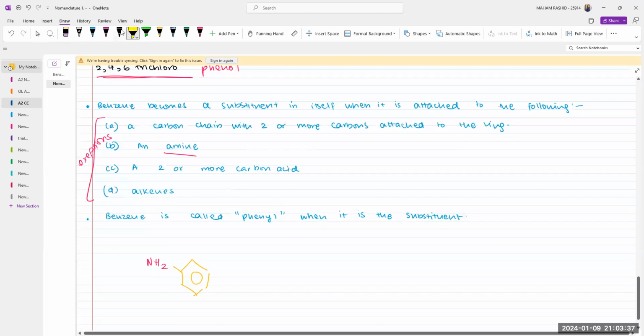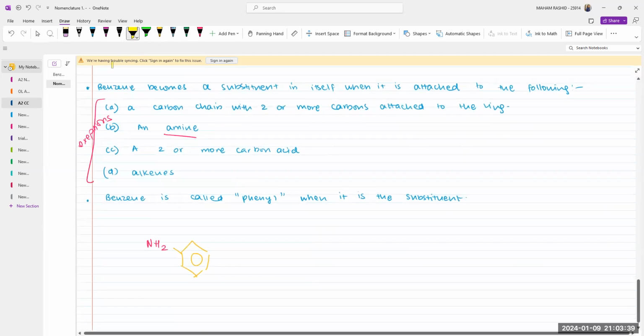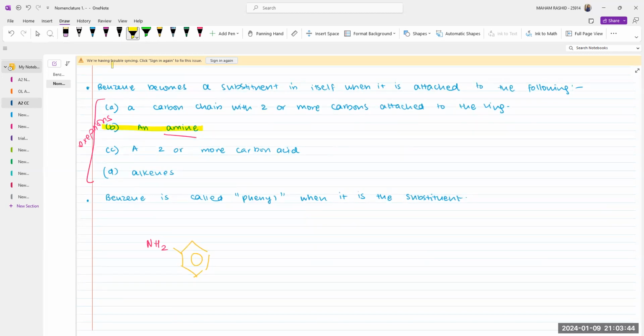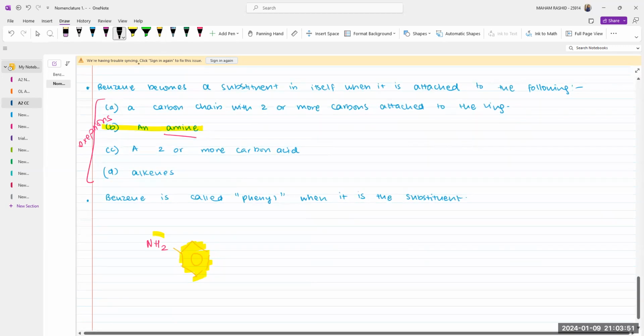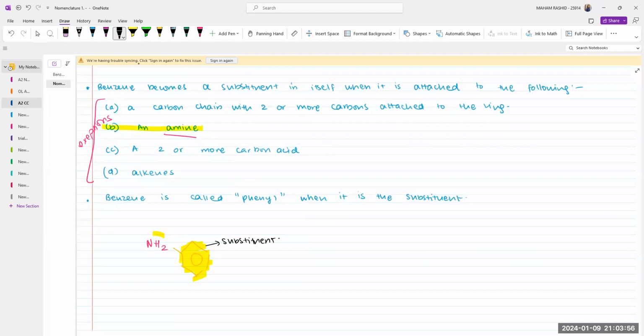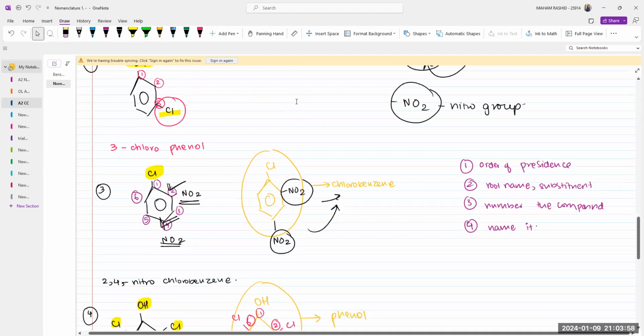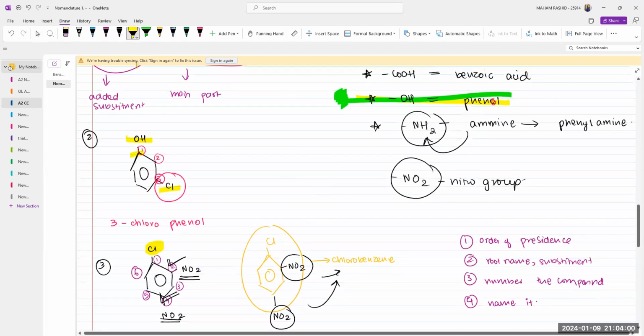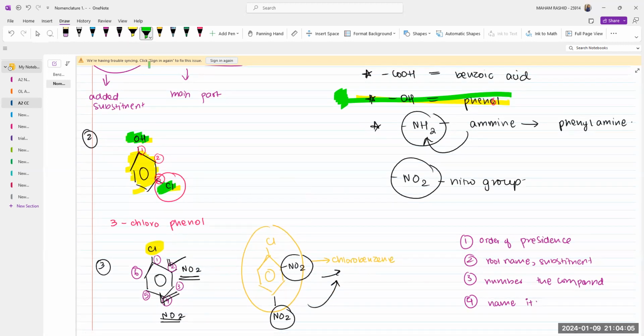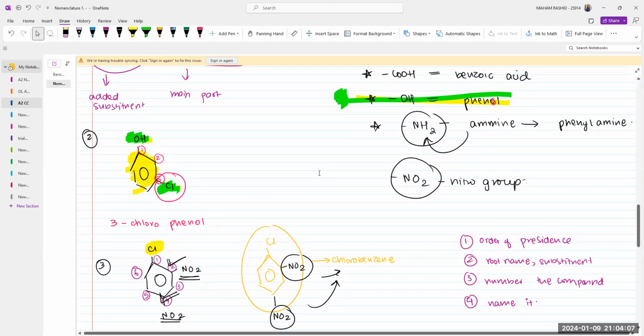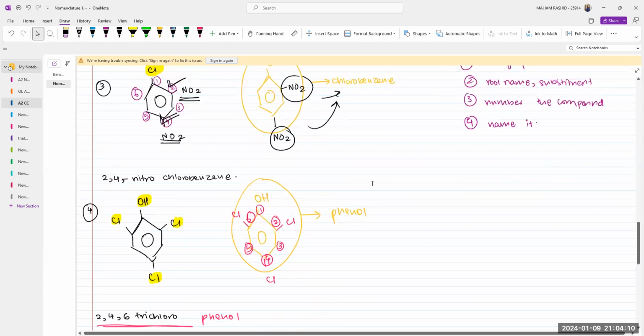Now, in this case, what we're saying is in these four conditions. Right now we're discussing the second condition where you have a benzene ring attached to your amine. So here your benzene ring is your substituent. However, in the previous examples, your benzene ring was the major compound and your substituents were OH and chlorine. By substituents, I mean smaller compounds.